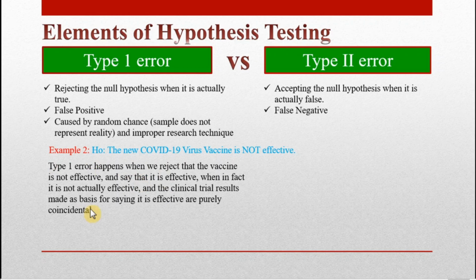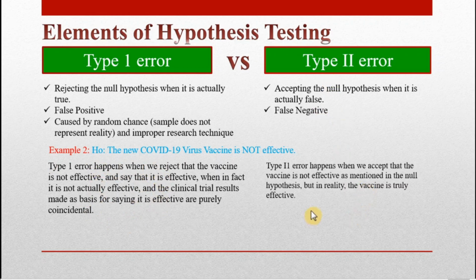Since it's an error, we are trying to avoid this one. Type 2 error happens when we accept that the vaccine is not effective. We are accepting the null hypothesis. However, in reality, the vaccine is truly effective. Maybe those people who belong to that clinical trial group are either very unique or very weak, such that even if the vaccine is really effective, it was not effective on them.